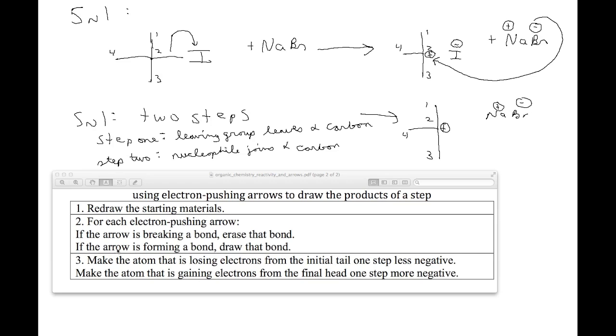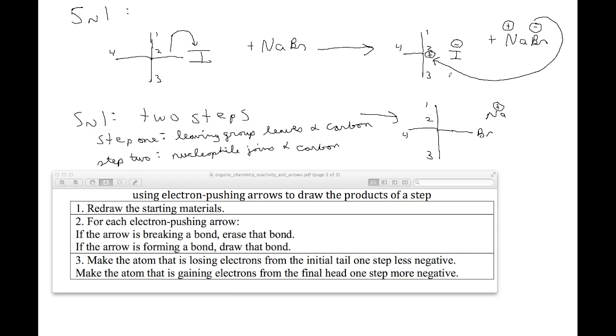Then step 2, we need to decide which bonds we're breaking and which bonds we're forming. So which bond should I erase or break here? You should form a bond between the bromine and the second carbon. And then you can erase the formal charges on carbon 2 and on the bromine because they cancel.